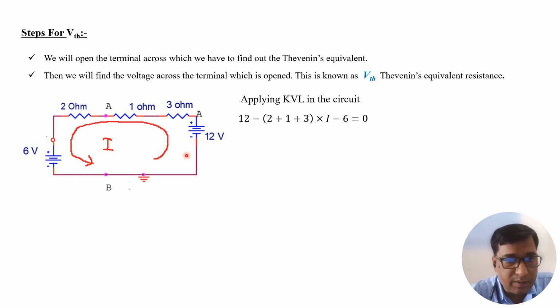Please remember, if the current is leaving from the positive terminal, then the source will be taken as positive, and if current is entering the positive terminal, then the source will be considered as negative. So for the 12 volt, because current is leaving from the positive terminal, this is positive. For the 6 volt, the current is entering the positive terminal, hence it will be taken as negative. So that's why this equation will be here. After solving, the value of current is 1 ampere.